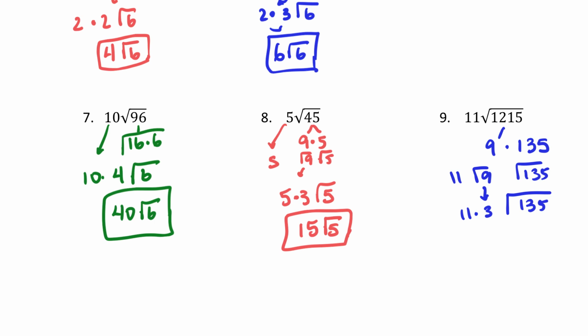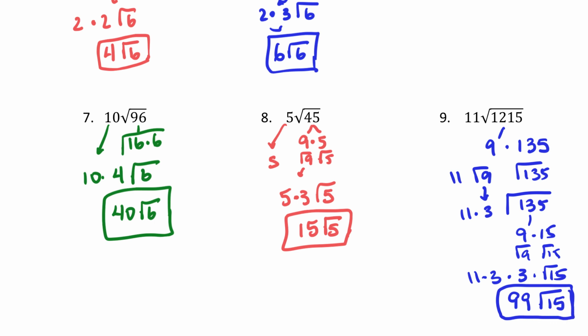And 9 goes into that again 15 times. Again, square root 9, square root 15. So this gives me 11 times 3 times this 3 times the square root of 15, which would give me 33 times 3, which is 99. And I cannot break down that square root of 15, so 99 root 15.